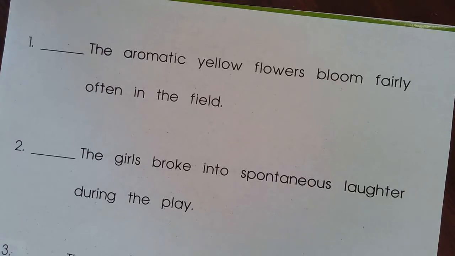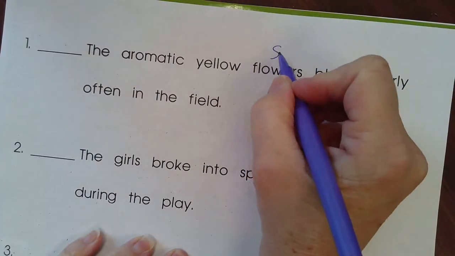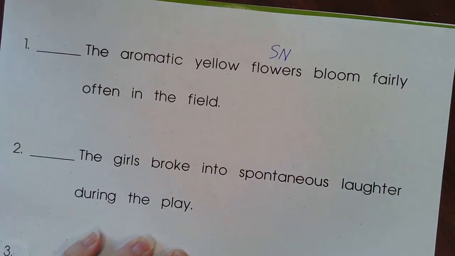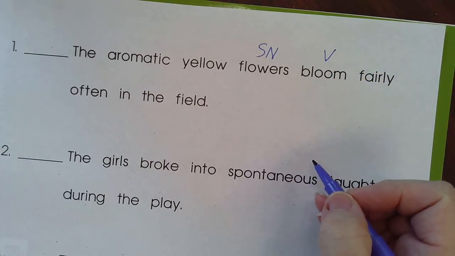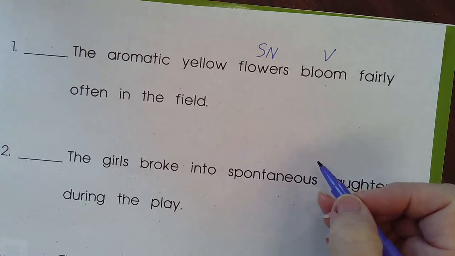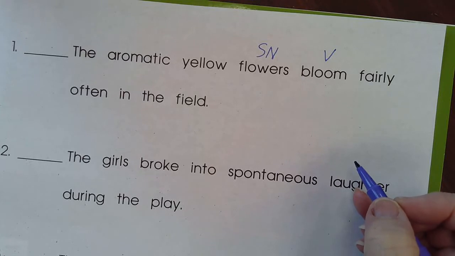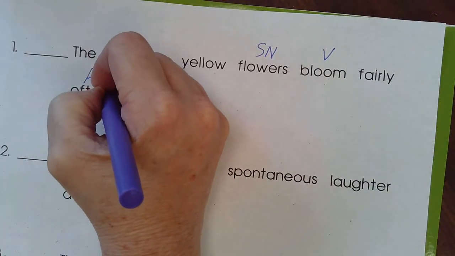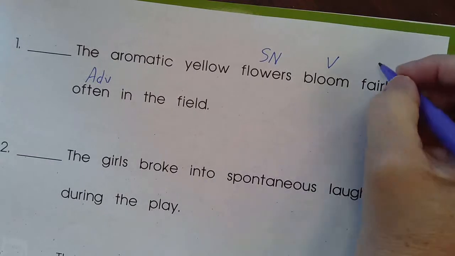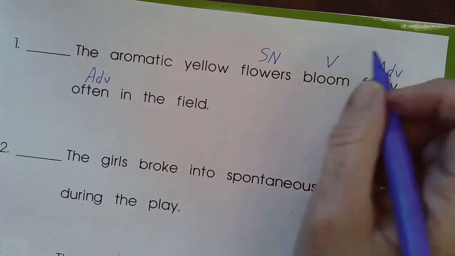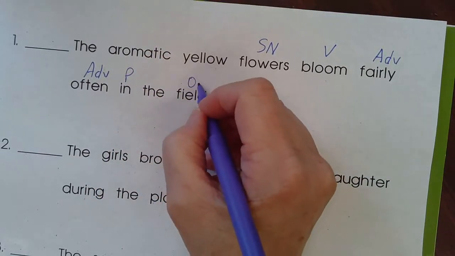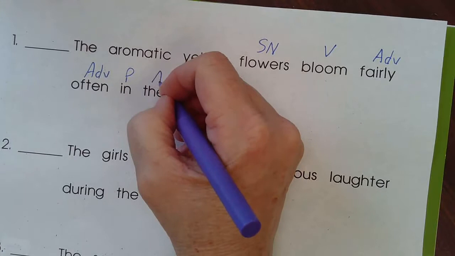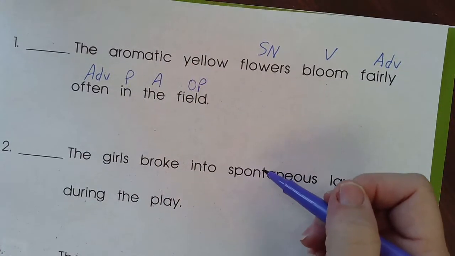What bloom fairly often in the field? Flowers. Subject, noun. What is being said about flowers? Flowers bloom. Verb. I'm looking to see what they do next. Bloom how? Often. Adverb. How often? Fairly. Adverb. In, yes, preposition. In what? Field. Object of the preposition. The article. What kind of flowers? Yellow.